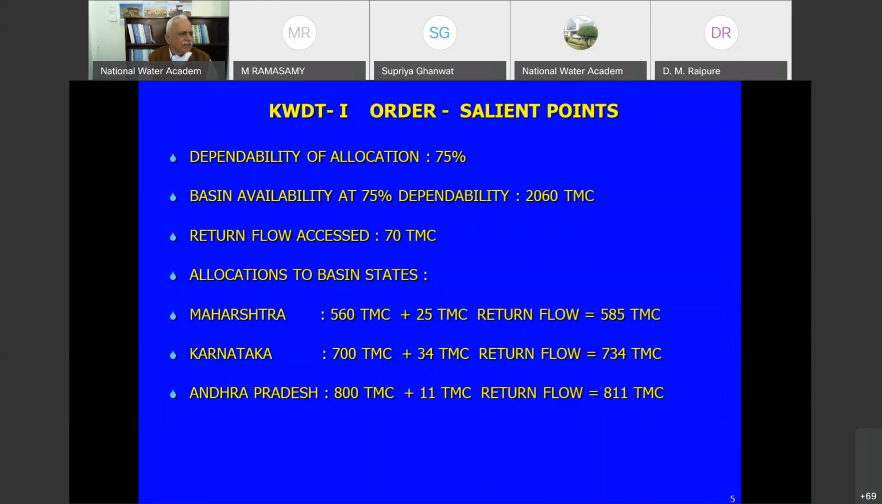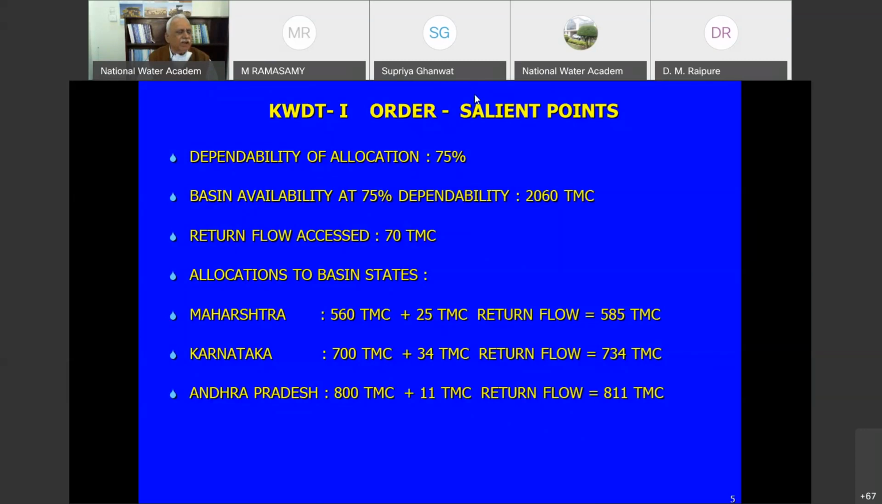KWDT1 decided the water availability with the help of the three party states as 2060 TMC on 75% dependability. The tribunal also accepted that after 1968-69, whatever water utilization is done by the three states, there would be regeneration of flows, also known as return flows, and these were estimated to be 70 TMC.